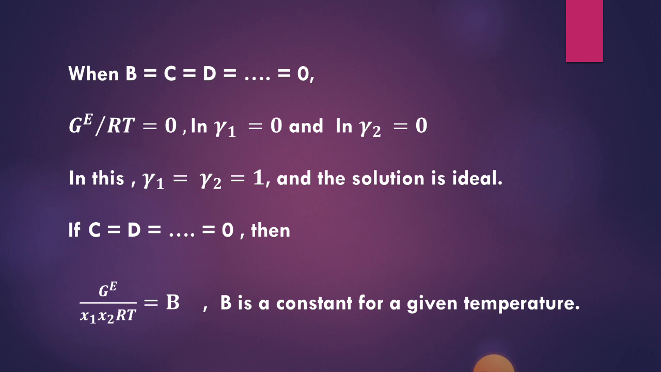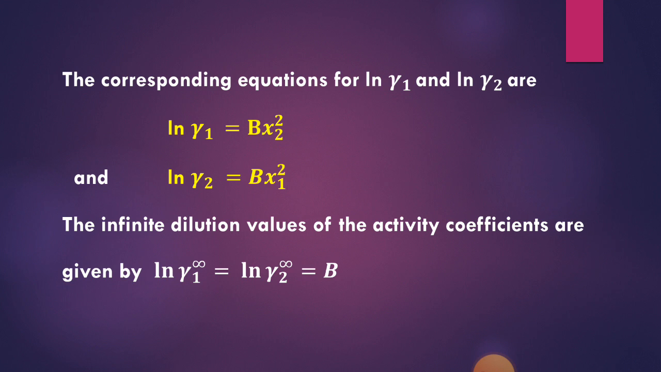But if we consider C equal to D equal to and so on equal to 0, then GE by x1 x2 RT is equal to B. B is a constant for a given temperature. If you write the corresponding equations for ln gamma 1 and ln gamma 2, then ln gamma 1 is equal to B x2 square and ln gamma 2 is equal to B x1 square.